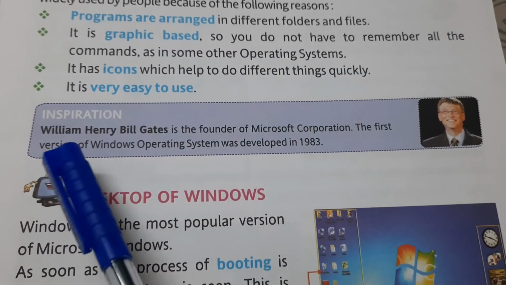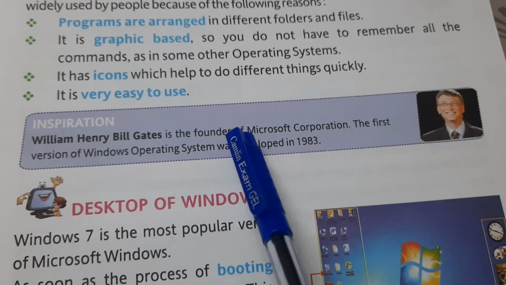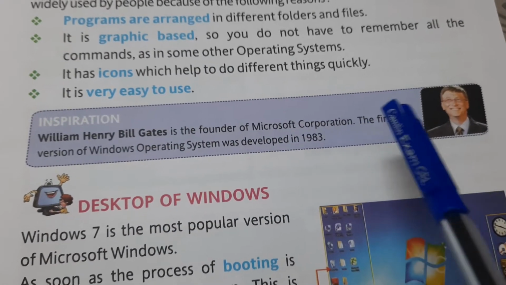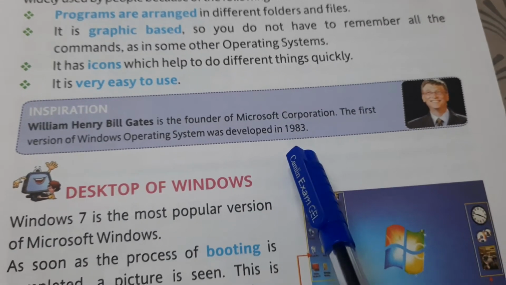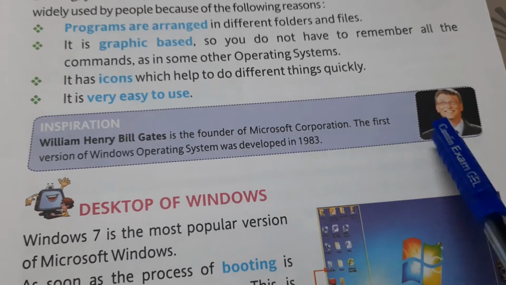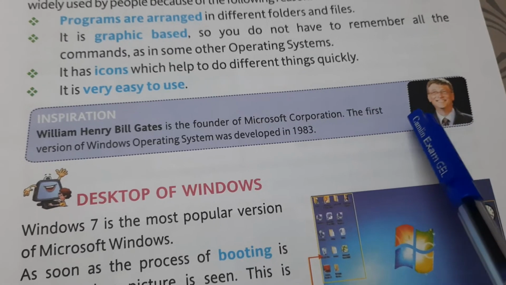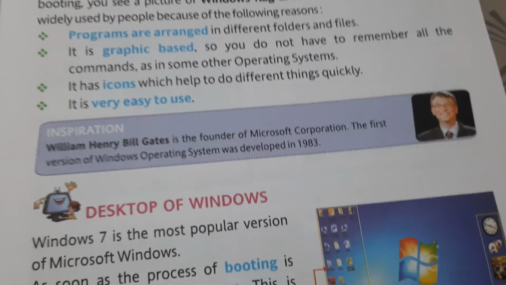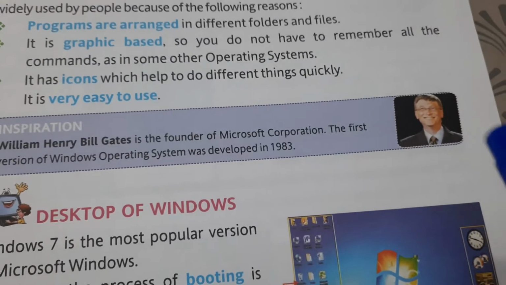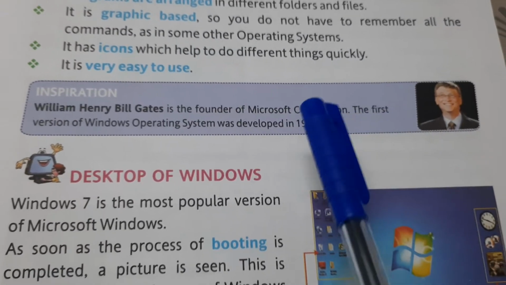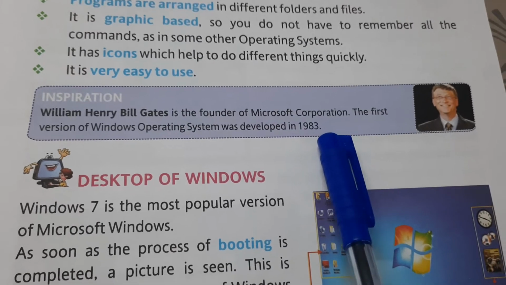Now, inspiration: William Henry Bill Gates is the founder of Microsoft Corporation. The first version of the Windows operating system was developed in 1983. So he is the founder of Microsoft Corporation. I'm sure you must have seen his picture somewhere. Even if you have not seen it, you can search the net and find many things about him. And it was developed in 1983.